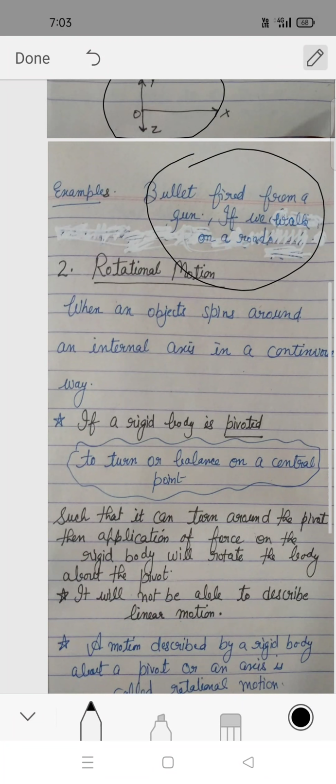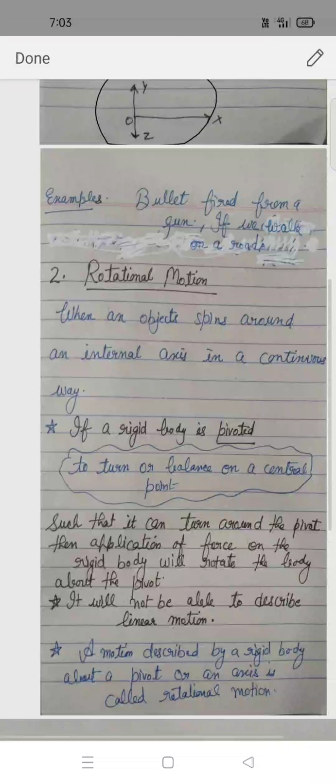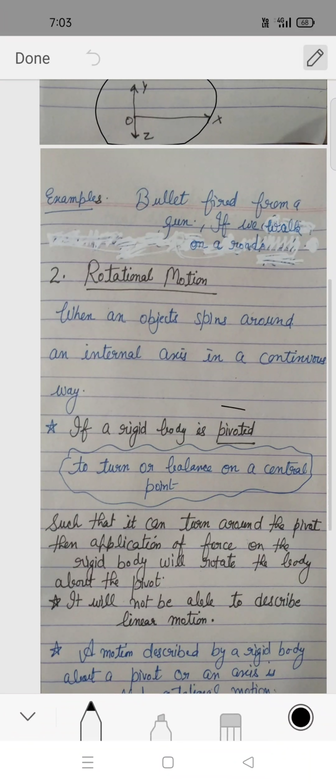Second is rotational motion, when an object spins around an internal axis in a continuous way. If a rigid body is pivoted, now what is the meaning of pivoted? To turn or balance on a central point. Keeping in mind such that it can turn around the pivot, then application of force on the rigid body will rotate the body about the pivot.